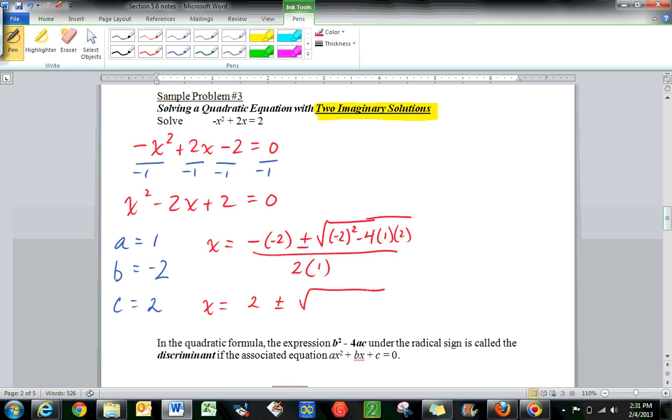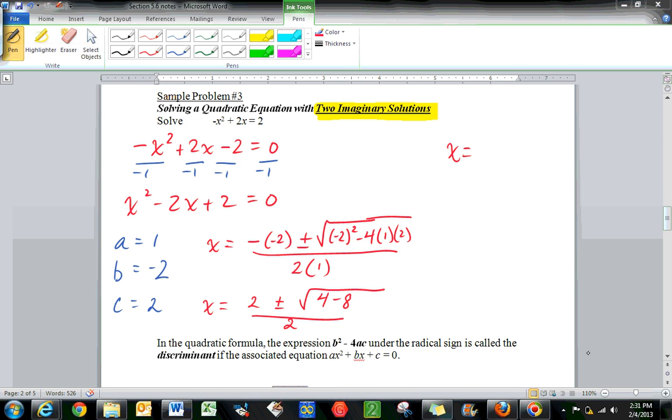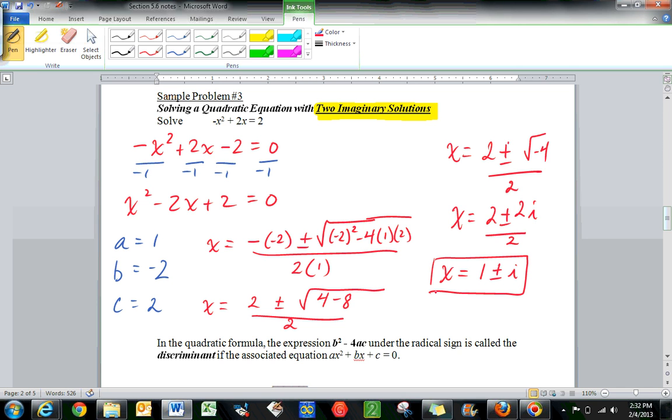So if I just go through my order of operations here, I'm going to end up with 2 plus or minus the square root of negative 4 over 2. And of course, that's going to give me an imaginary number, which is going to be 2 plus or minus 2i over 2. And since they have a common denominator, both sides can actually reduce, and that's going to be 1 plus or minus i, which is going to give me my two imaginary solutions.